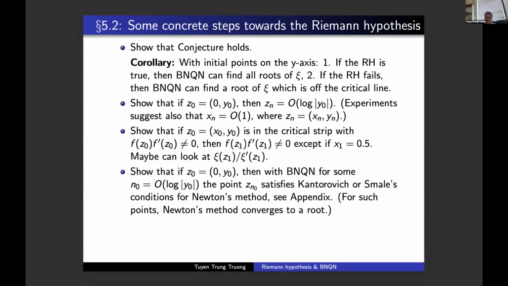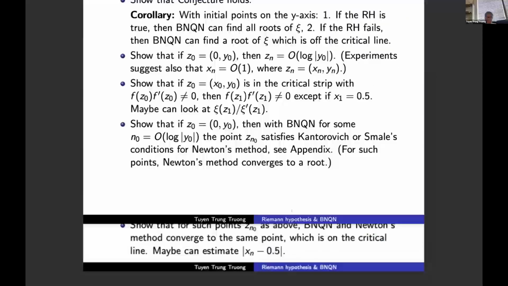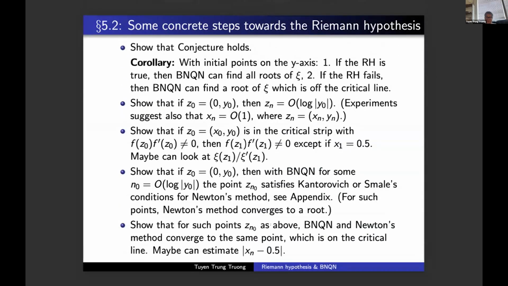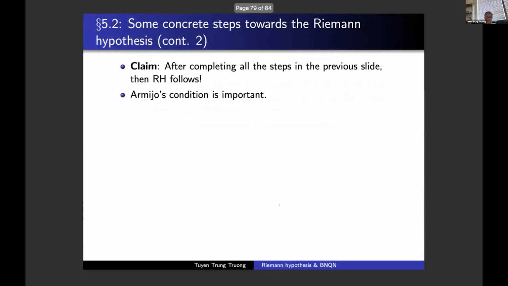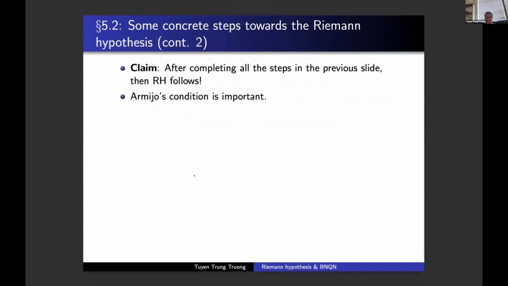And then we show that after O of log y0 iterations, they go to special points of the Newton method called the Kantorovich or Smale collisions. And these are very good points, because we know then they will converge to a root of C. And then we show that BNQN and the Newton method will converge to the same point from this point that we stop here. Yes, so these are the ideas. And if we can prove all these, then we can prove the Riemann hypothesis.